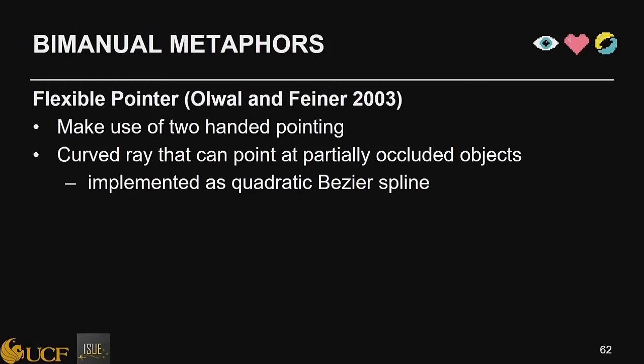The flexible pointer, which is really, really cool, makes use of two-handed pointing, okay? But what it does is it creates a curved ray that can point at partially occluded objects. So using your two hands, you can actually take the ray that is emanating from the center of your two hands, and as you turn or move back and forth, you can actually turn that ray. Okay, it no longer becomes a ray, it's actually a quadratic Bezier spline. And so that way you can bend it around objects so that you can then select those objects that are occluded.